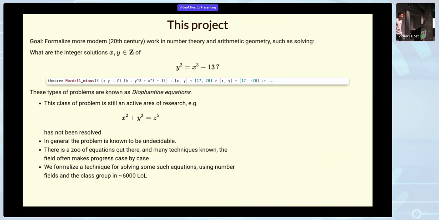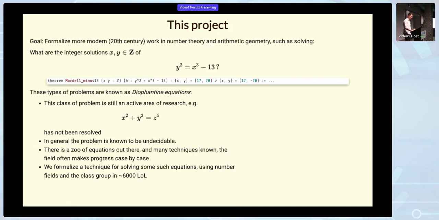So what we did in this project is we formalized one technique, still quite an old technique, still not from this century, but from the previous. But it uses what are called number fields, which is a second course in algebraic number theory topic. And we did it in 6,000 lines of code. I saw someone used LOI for lines of Isabelle. So we did LOL for lines of Lean.